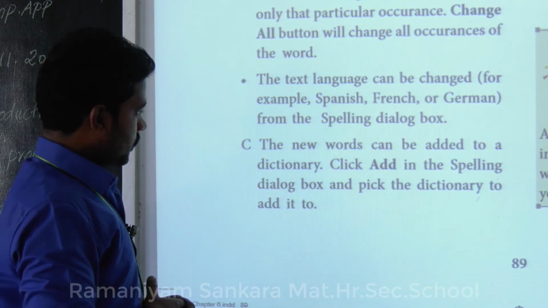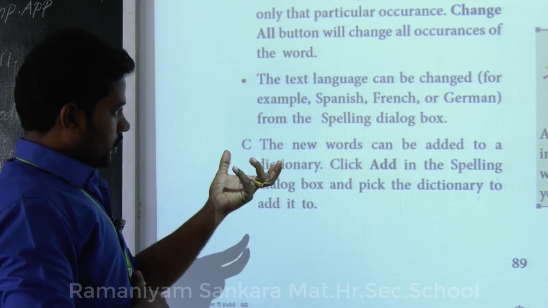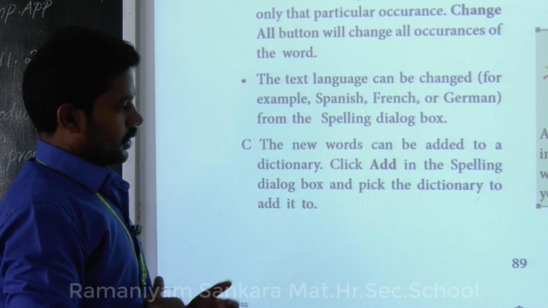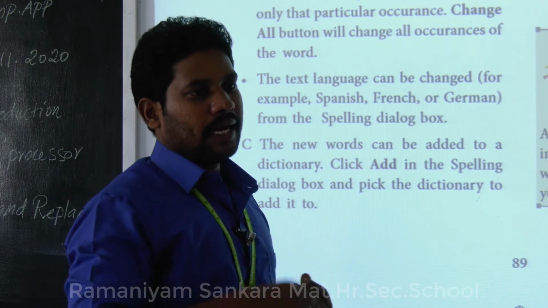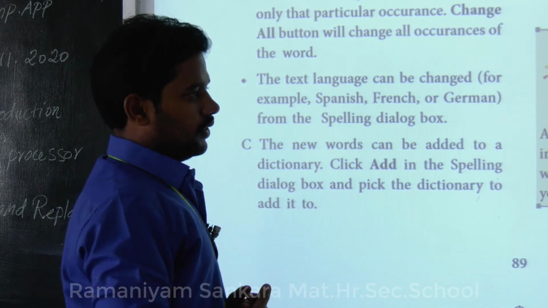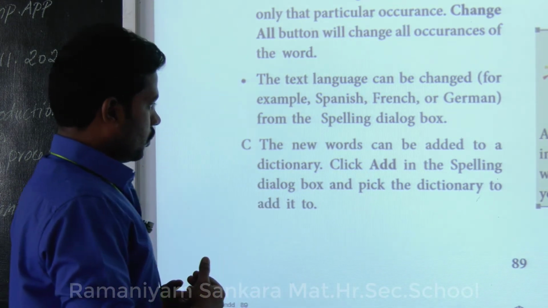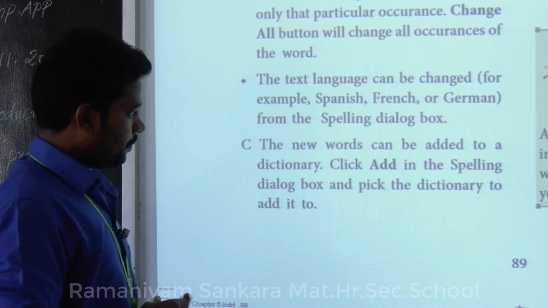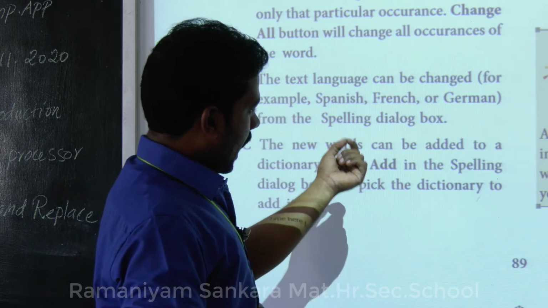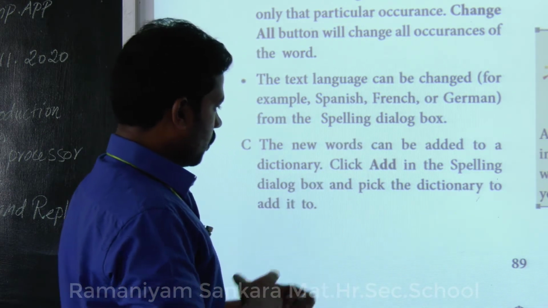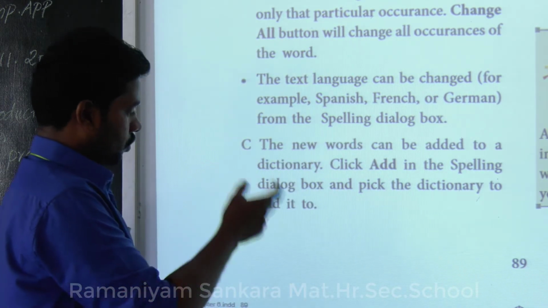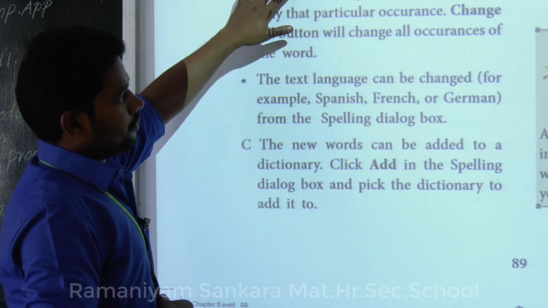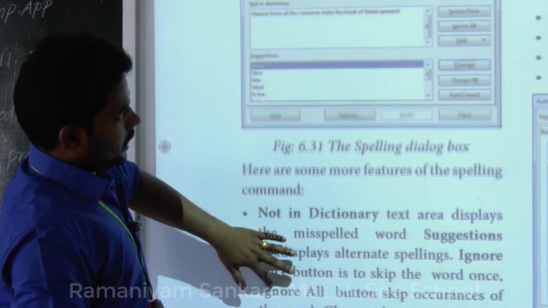And the next feature is that new words can be added to a dictionary. If you want to add a frequently used word to the dictionary, that can also be done by using this spelling dialog box. You have to click Add in the spelling dialog box and pick the dictionary to add it to. So all this can be done in the spelling dialog box.